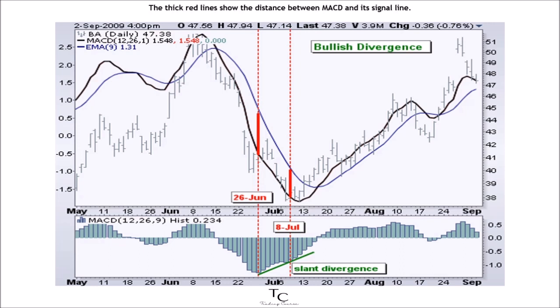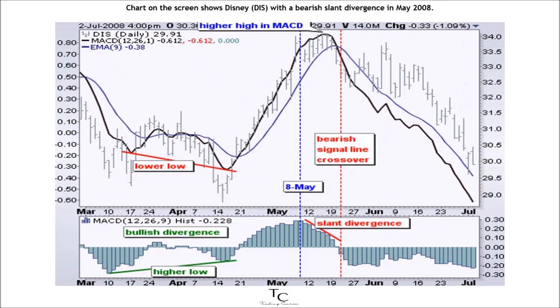The thick red lines show the distance between MACD and its signal line. It is sometimes hard to gauge distance on the chart, so these lines highlight the difference between 26 June and 8 July. This slant divergence foreshadowed the bullish signal line crossover in mid-July and a sharp advance in the stock.